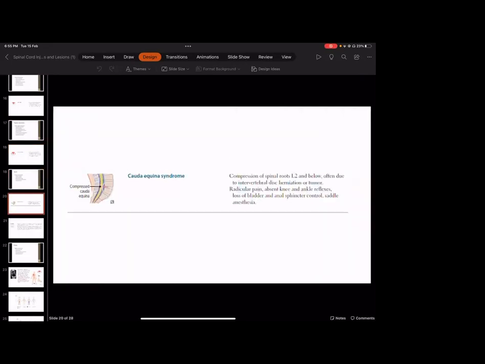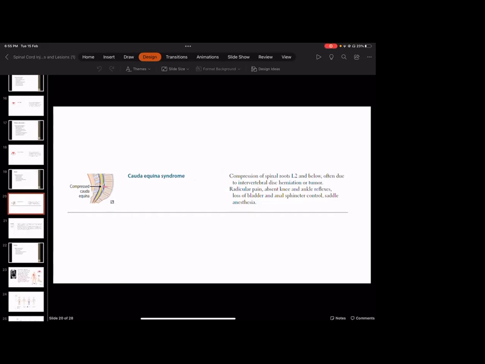You have your cauda equina syndrome, okay? So basically the spinal cord in adults usually ends around L1, L2. Then you have your conus medullaris, which is the end of the spinal cord. Below it, you have the cauda equina, which is what they call the horse tail. It's just a bunch of spinal nerves going out all the way. So if there's a compression here, at L2 and below, it could be any reason, like disc herniation and whatnot.